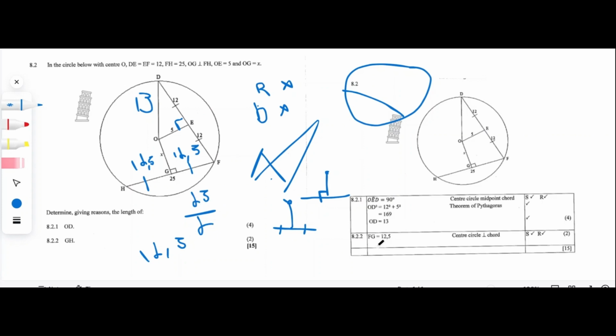So we know that then GF or FG is going to equal 12,5, but you still have to validate your reason. You have to say: line from center to midpoint of chord, because OG splits HF into two equal parts, allowing us to conclude that FG equals 12,5.